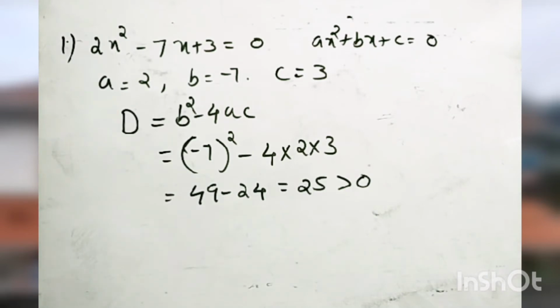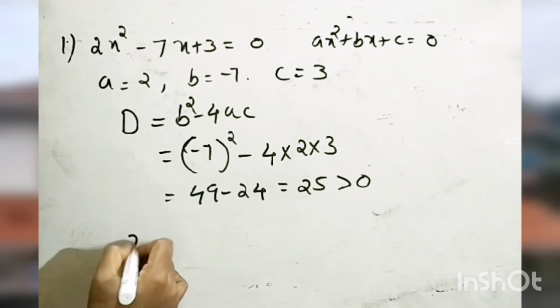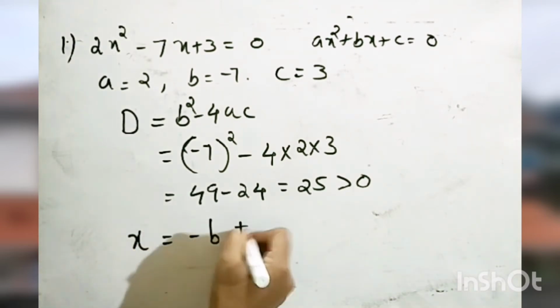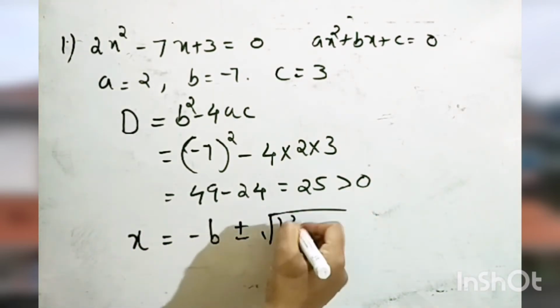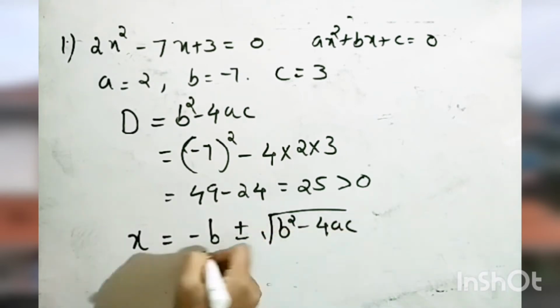Then what is our conclusion? If b square minus 4ac is greater than 0, then we will have two distinct real roots. And that is x is equal to minus b plus or minus square root of b square minus 4ac divided by 2a.